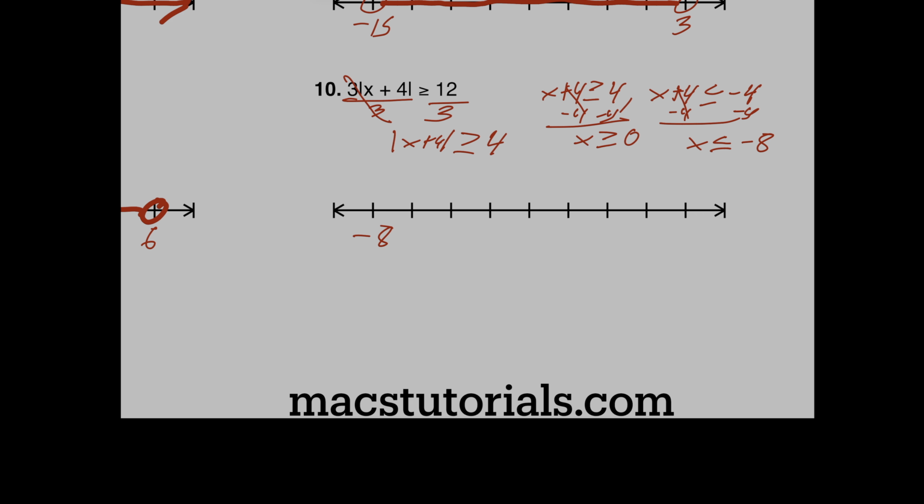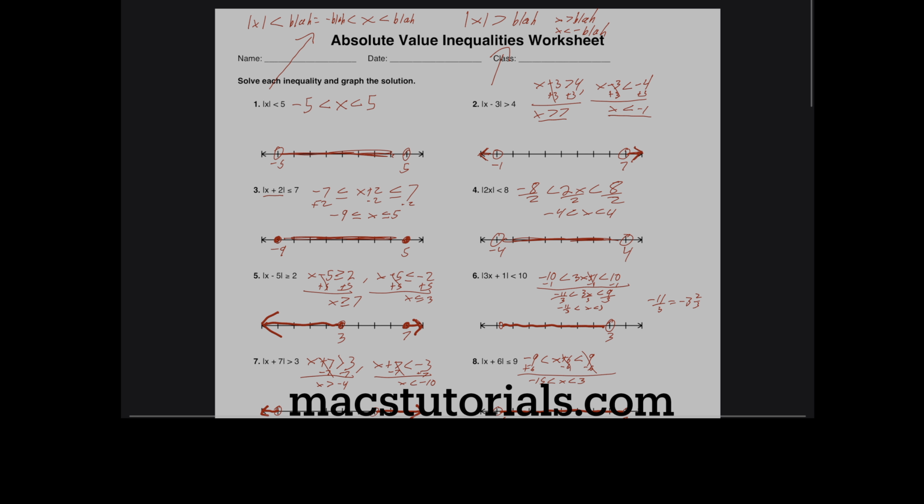Okay, so now I'll just call this one negative 8 and this 0, even though I don't think that lines up, but that's okay. And there's going to be a dot here, and a dot here. And on this one, x is greater than or equal to 0 is going to go that way. And here, x is less than or equal to negative 8 is going to go that way. And there's my outie. And that, my friends, is how we do inequalities with absolute values.